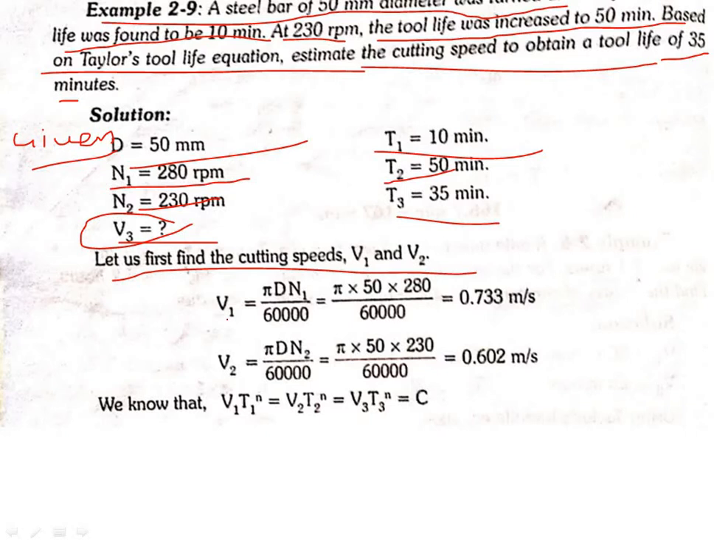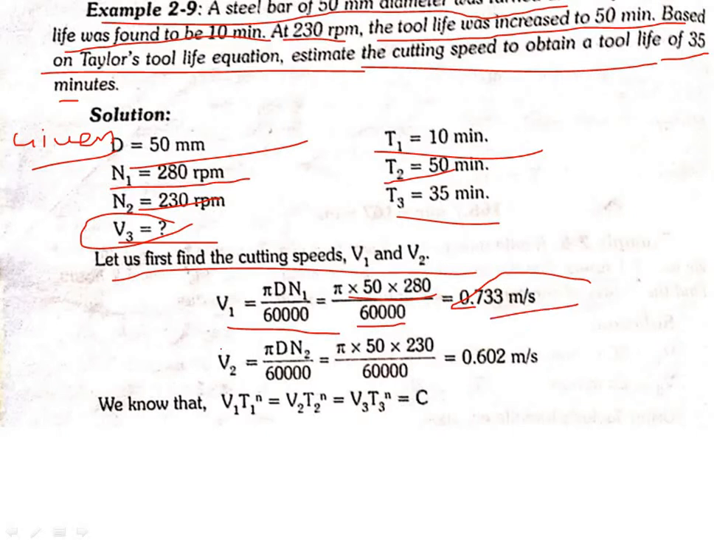As we know, V1 is equal to pi D N1 by 6000. So substitute the values, pi into 50 into 280 divided by 6000. That you will get 0.733 meter per second. You will get this value.